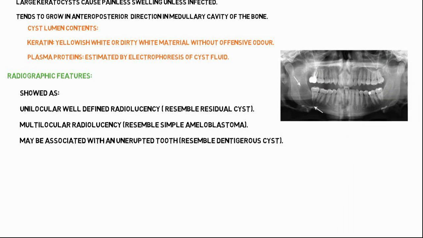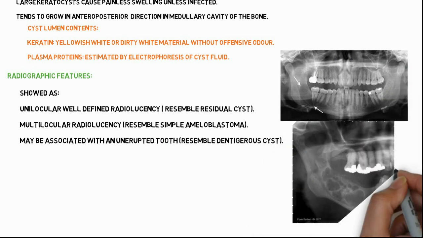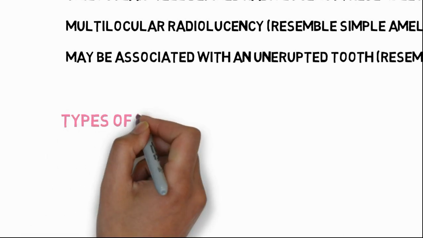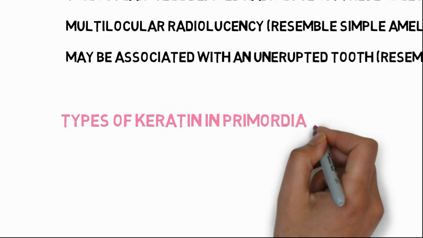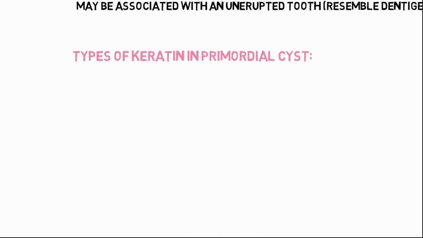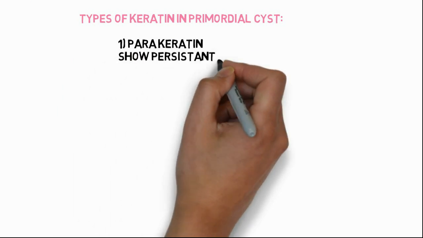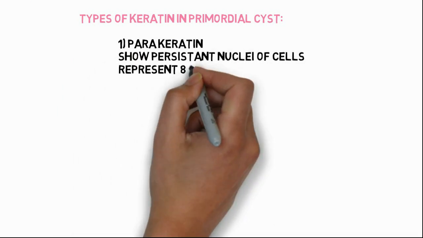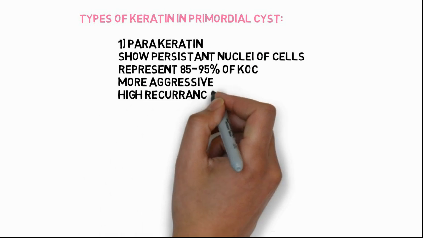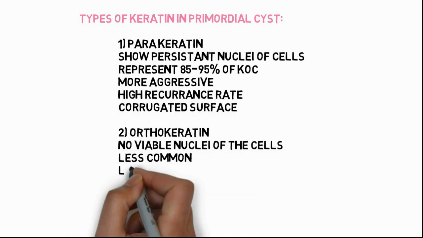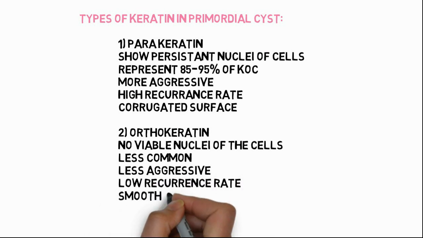Types of keratin inside the cyst. One, parakeratin. It shows persistent nuclei of cells. It represents 85 to 95% of KOC. More aggressive, with a high recurrence rate and a corrugated surface. Two, orthokeratin. No viable nuclei of the cells. Less common, less aggressive, with a low recurrence rate and a smooth surface.